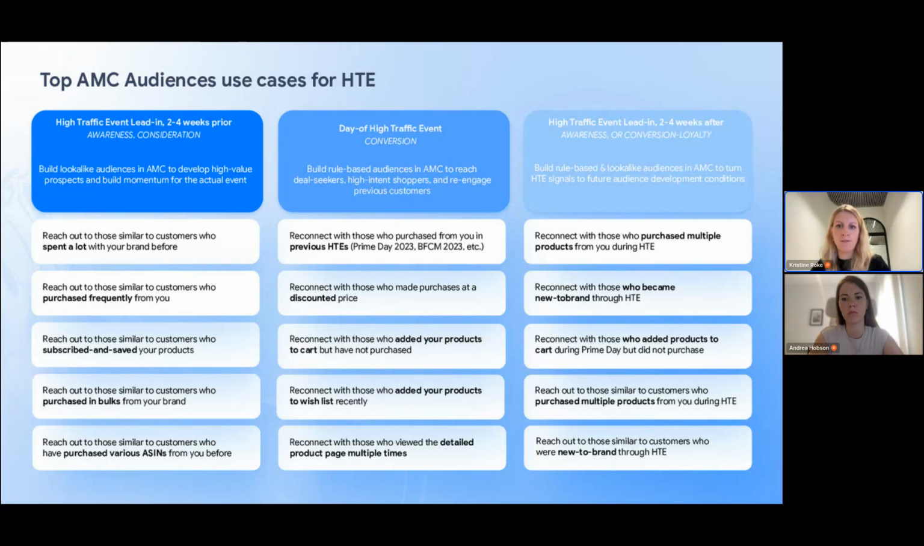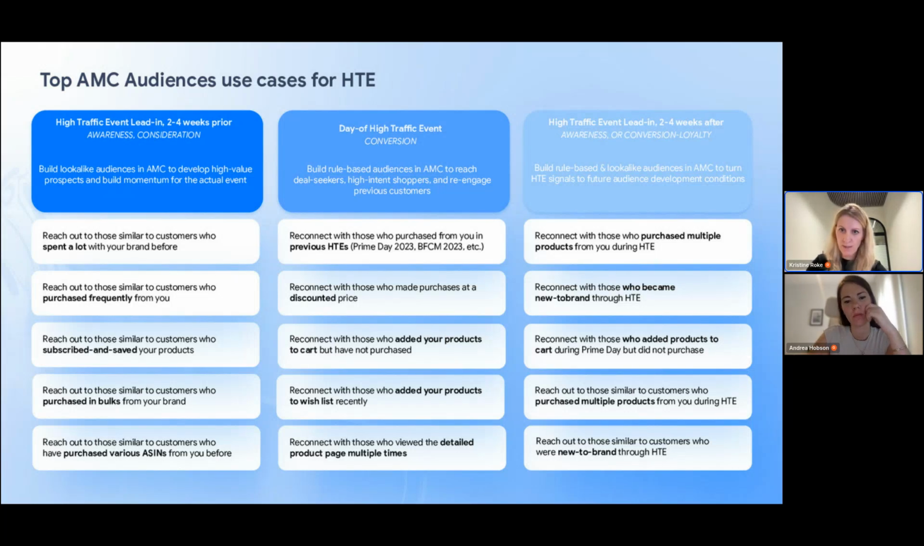So it's all about using real behavior signals to reach shoppers who are most likely to act right now. And finally, after the event, we enter the retention and loyalty phase. So here, AMC lets us turn all that rich event data into future opportunities. For instance, we can target people who became new to brand or who bought multiple items, and we can also create lookalike audiences of those event buyers and feed ongoing campaigns. And this post-event strategy ensures that we don't lose the new customers, but instead we turn them into long-term buyers.